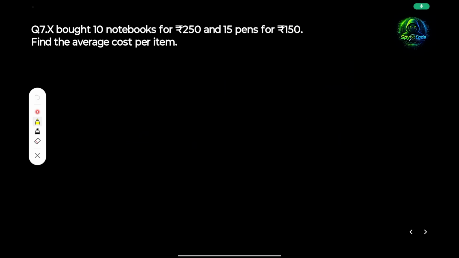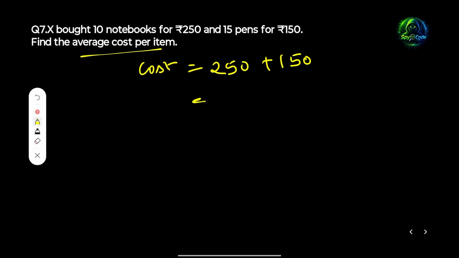So X has bought 10 notebooks for 250 rupees and 15 pens for 150 rupees. We need to find the average cost per item. So total cost here is 250 rupees plus 150 rupees, 250 plus 150, so it is around 400 rupees.